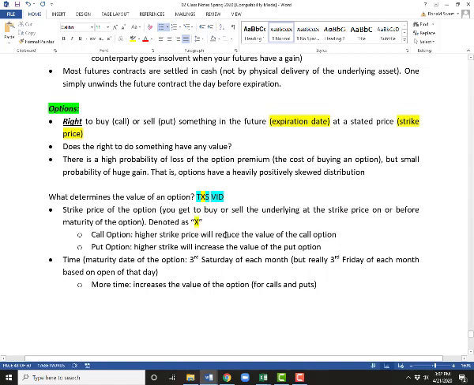The higher the call option strike, the lower the value of the call option. A put option is exactly the opposite. The higher the strike, the right to be able to sell Apple at $280 is a lot more valuable than the right to sell it at $260. So the higher the strike, the greater the value of put options.